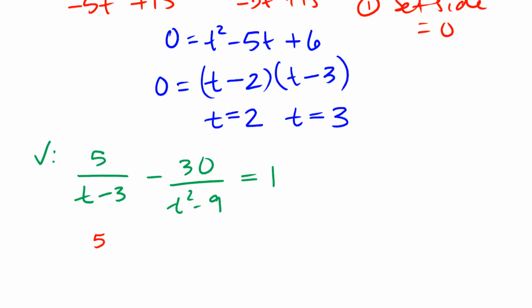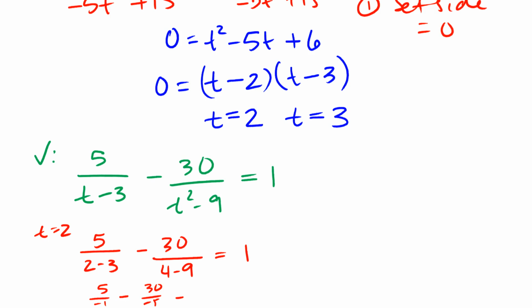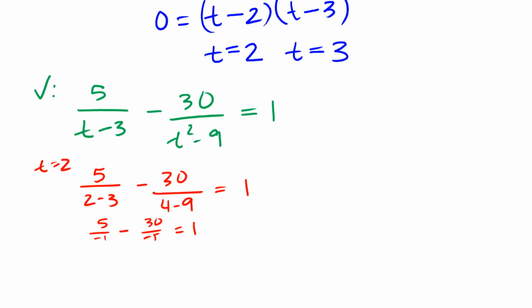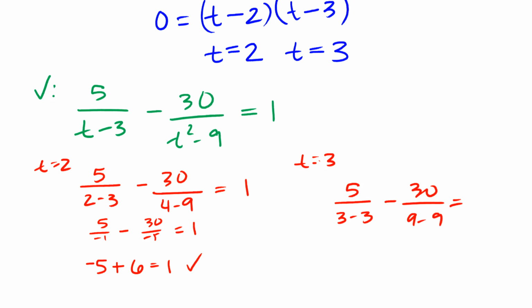If you wanted to though, 5/(2 - 3), if I plug in t = 2, minus 30/(4 - 9) = 1. So 5/(-1) - 30/(-5) = 1, which gives me -5 + 6 = 1. Check. t = 2 works. But here's what happens when we plug in t = 3. 5/(3 - 3) - 30/(9 - 9) = 1. So we get an undefined value minus another undefined value is somehow equal to 1.